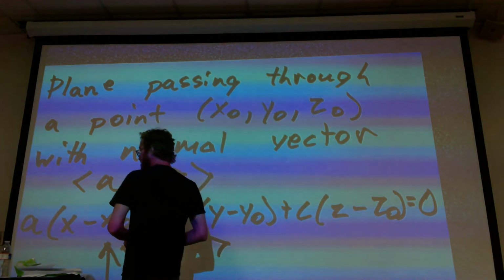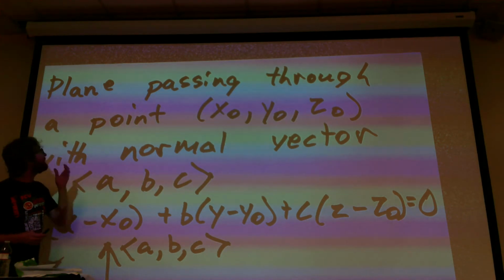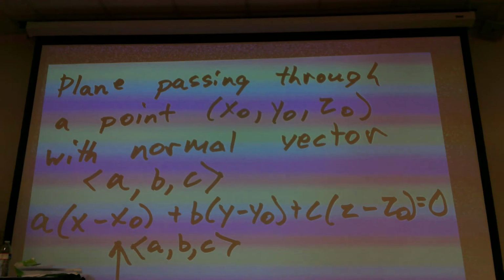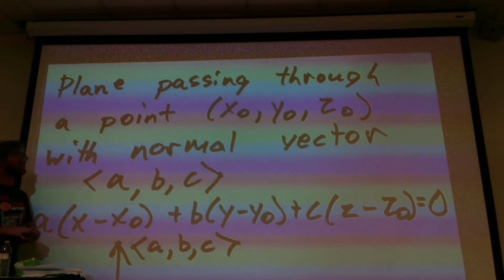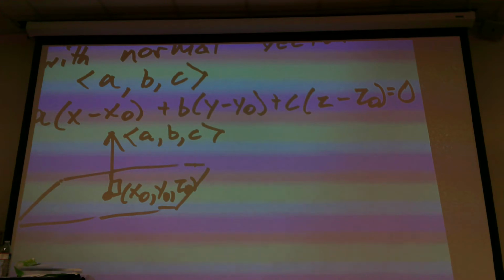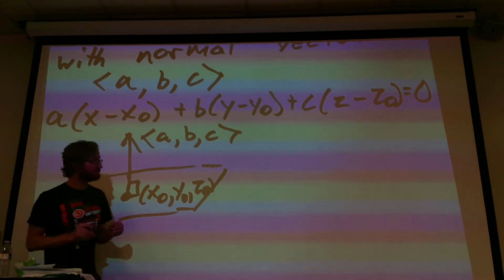Okay, so we're still in section 12.5. So this is going to be, how do we define a plane that is passing through a point x naught, y naught, z naught with a normal vector ABC? Well, it's going to be defined through this equation right here. I've actually shown you all this equation when we talked about the dot product, okay?